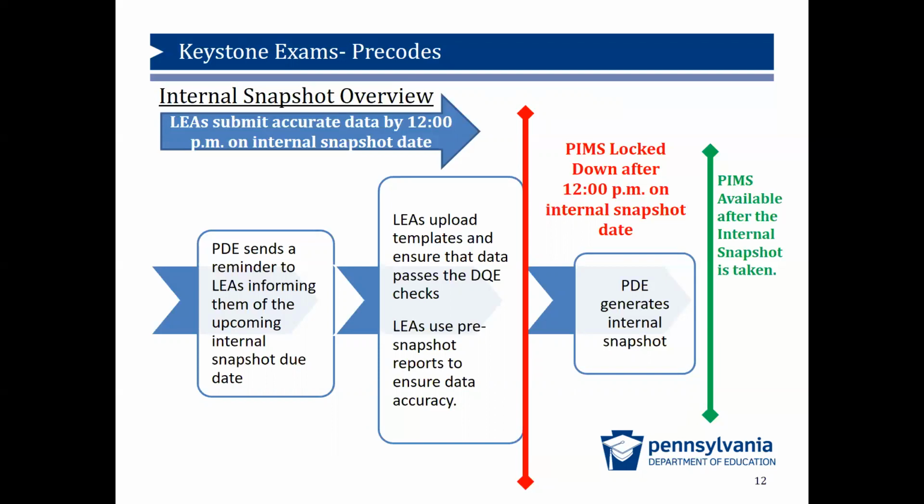After the deadline, PIMS locks down temporarily to take the internal snapshot and generate the data file that will be sent to the testing vendor. Once PIMS reopens, LEAs can run their snapshot reports and accuracy certification statement.